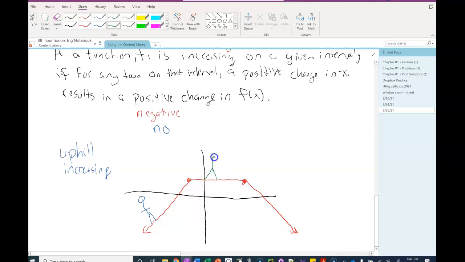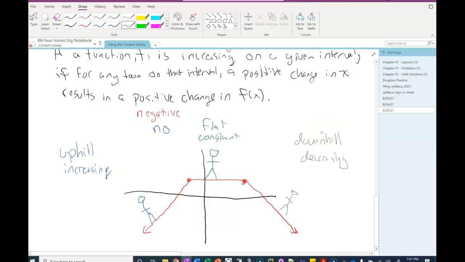The next section, our little man is in the middle here. That section is flat. So that section would be constant. And in the last section, our little man is now going downhill. That section is decreasing.